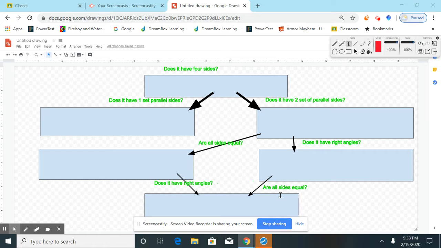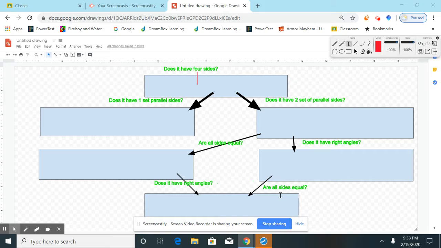So if you would pause the video right now, please, and just write in all those questions in green. Write in all the questions that are on here in green onto your paper. This is what you're going to ask yourself when you're using this filter chart. Okay, picking it back up, you should have all these questions written in now.